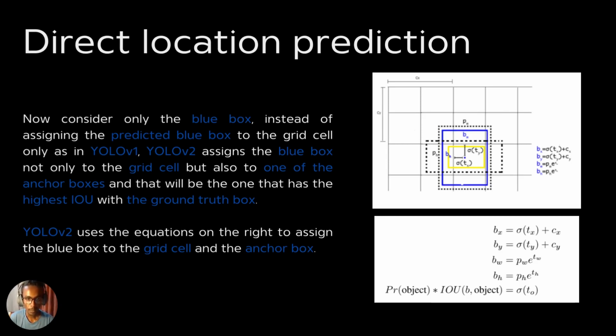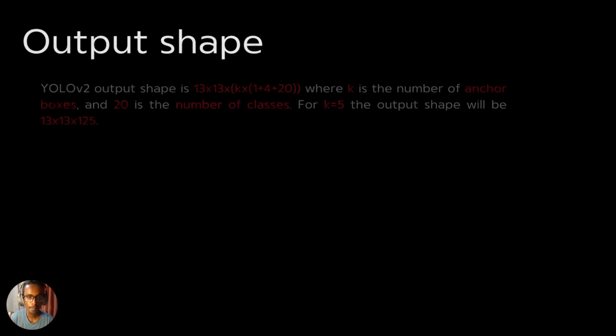So finally, we need the object score or the confidence score. The probability of the object will be multiplied by the IOU between the bounding box and the object. And then finally, this is going to be equal to the sigmoid of to. So this is how we get bo, which is going to be the confidence score for the bounding box.